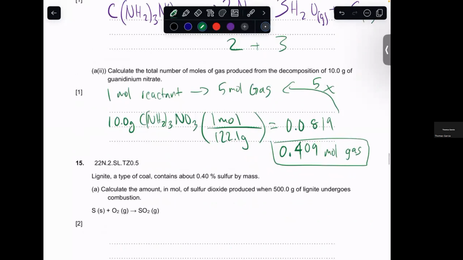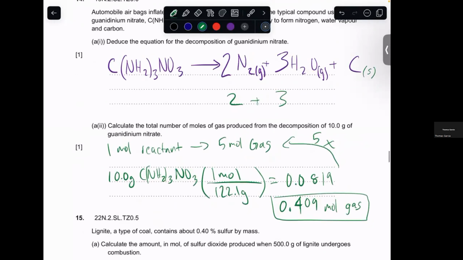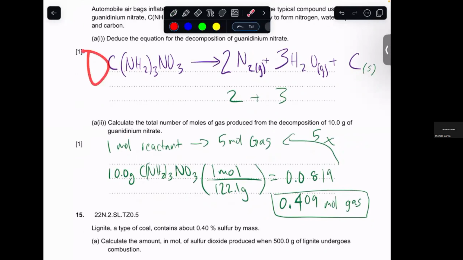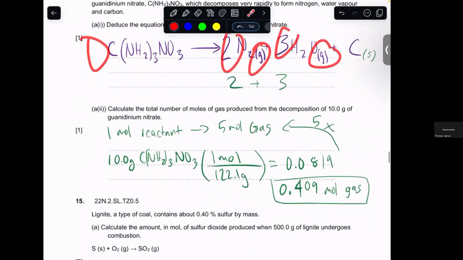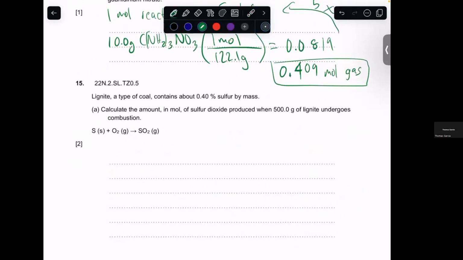All I did is multiply by 5 because every 1 mole of reactant makes 5 moles of gas, 2 plus 3 moles of gas. All right. Number 15, lignite, a type of coal, contains about 0.40% sulfur by mass. Calculate the amount of mole of sulfur dioxide produced when 500 grams of lignite undergoes combustion.